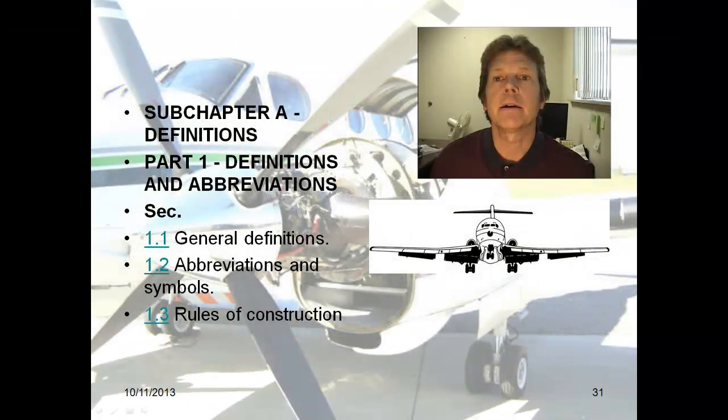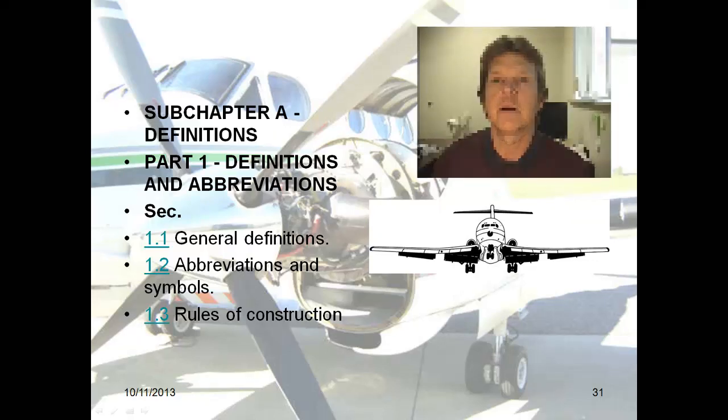In the very beginning of the Federal Aviation Regulations is Part 1, and like any good book, you put the terms of words you're going to use in general definitions. So Part 1, Section 1.1, general definitions, and 1.2 is abbreviations and symbols, and then it also talks about rules of construction. So in the very beginning of the regulations, they give you a guide.